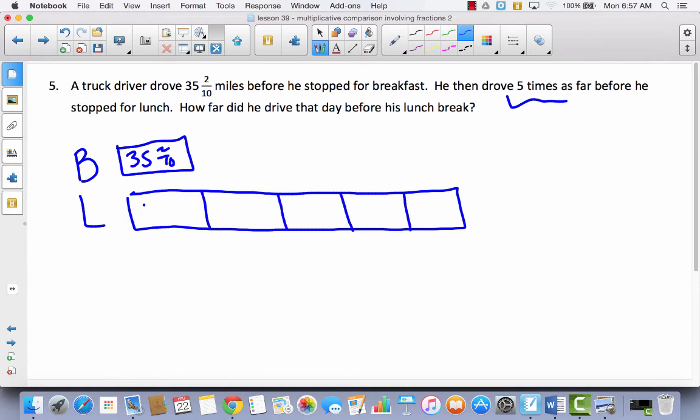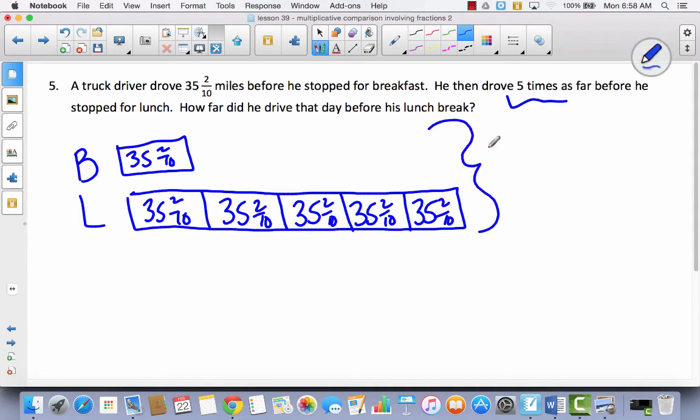And then I've got 35 and 2/10 5 times here. Now, while I'm doing this, let's start thinking ahead to what this problem is asking us. Where's the question mark go? Well, this is how far he drove before breakfast, and this is how far he drove after breakfast or before lunch. So we want to know a total. So our total would look like this.